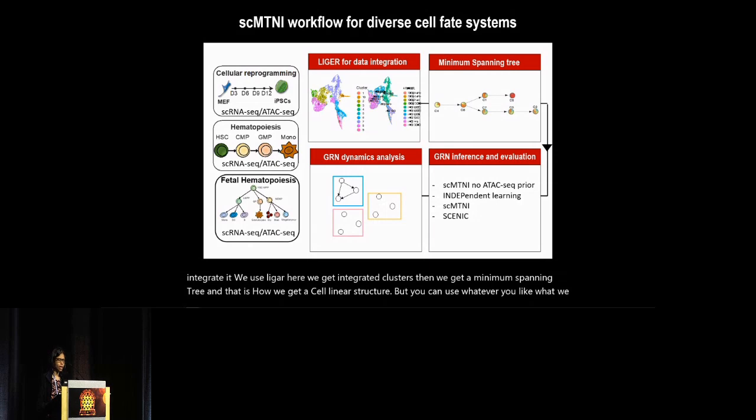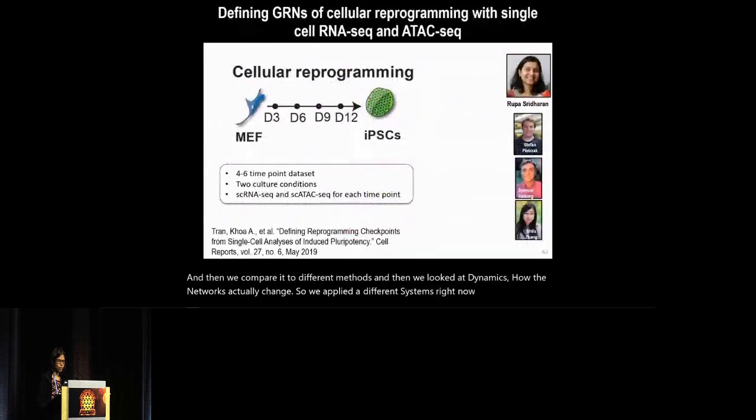And then we compared it to different methods, and then we looked at dynamics, how the networks actually change. So we applied it to different systems right now with our collaborators. I'm going to talk about the part that we published in the paper. This is with my collaborator, Rupa Sridharan, who's studying a process called cellular reprogramming, where we go from differentiated cell types to become pluripotent. And we have a single-cell RNA-seq data set and also a matched ATAC-seq data set.